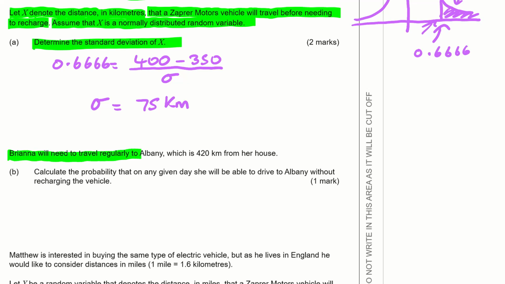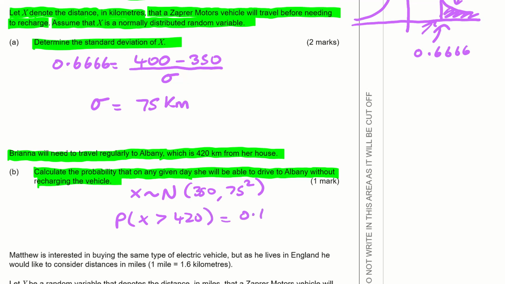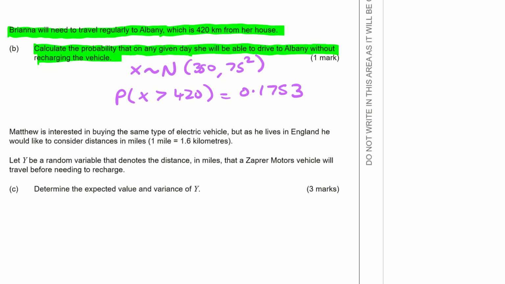Brianna will need to travel regularly to Albany, which is 420 kilometers from her house. Calculate the probability that on any given day she will be able to drive to Albany without recharging the vehicle. So we can use the normal distribution 350, 75 squared, and then just do the probability that x is greater than 420, which is 0.1753, a value we're going to need later in the question. That's just standard normal CDF stuff, so there's no need for me to show you that.